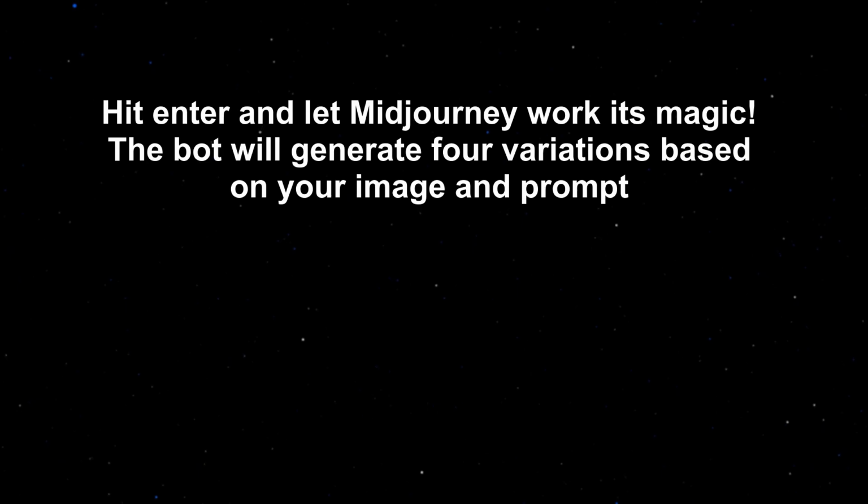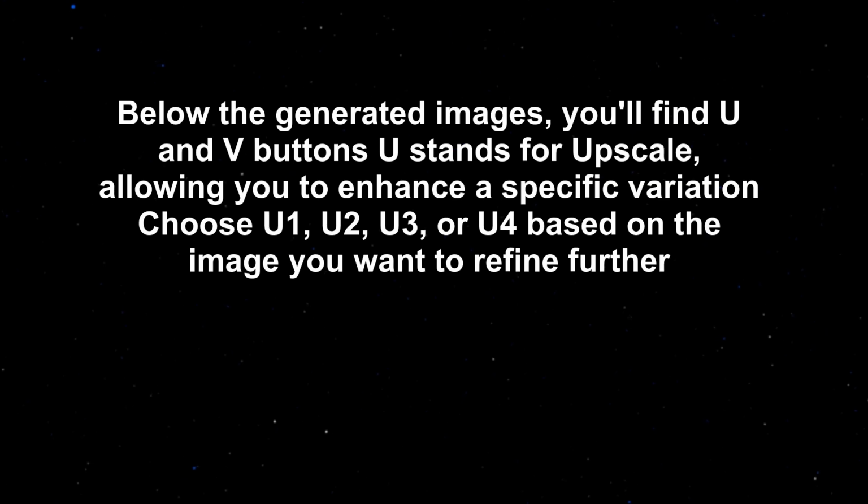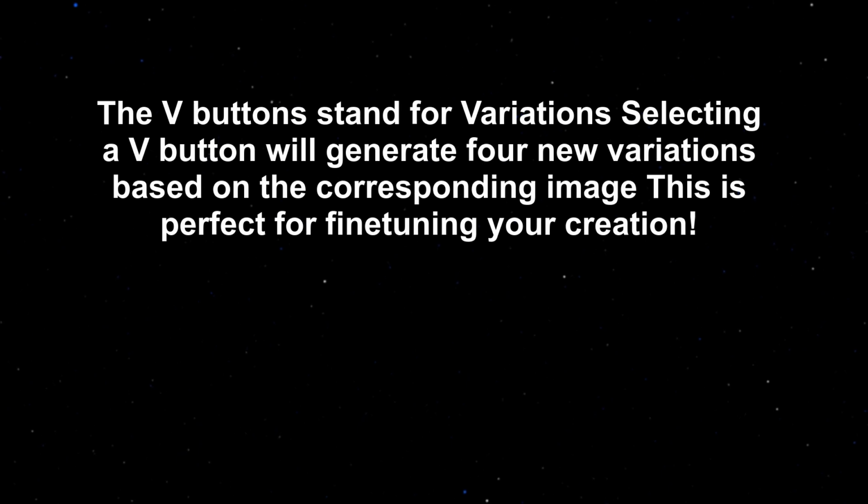The bot will generate four variations based on your image and prompt. Below the generated images, you'll find U and V buttons. U stands for upscale, allowing you to enhance a specific variation. Choose U1, U2, U3, or U4 based on the image you want to refine further. The V buttons stand for variations. Selecting a V button will generate four new variations based on the corresponding image. This is perfect for fine-tuning your creation.